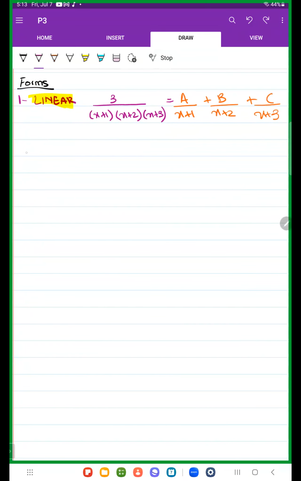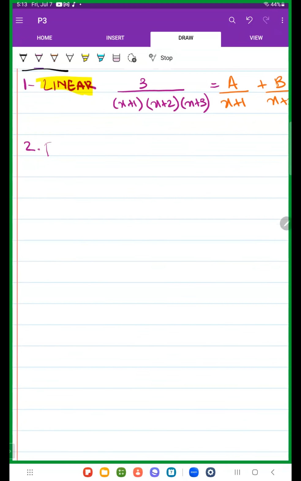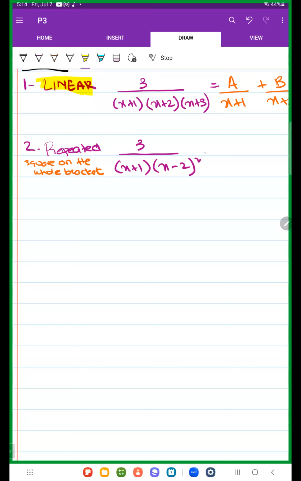The second form that they can give you is a repeated form, which you just discussed with me as well. In a repeated form, they will give you a fraction which has a square on the bracket. So in a repeated form, there is a square on the whole bracket. Can you see the square? This is what a repeated factor looks like.